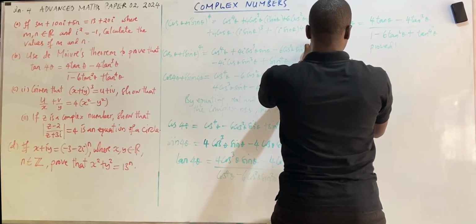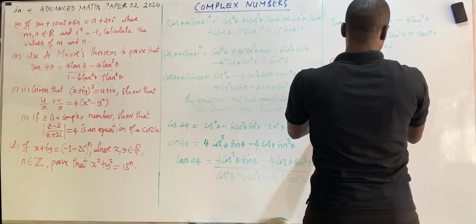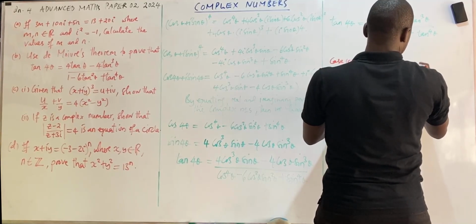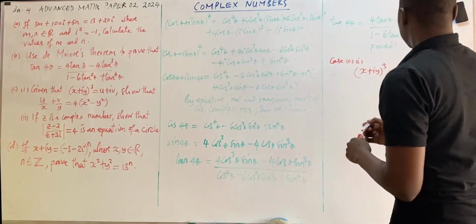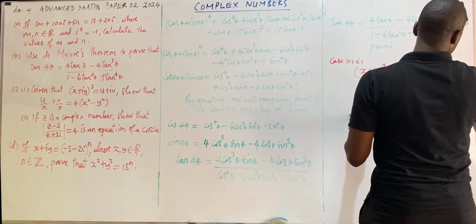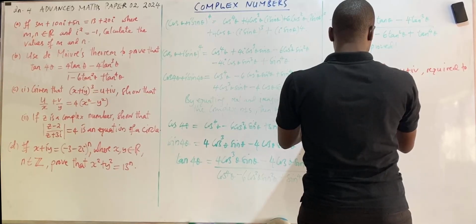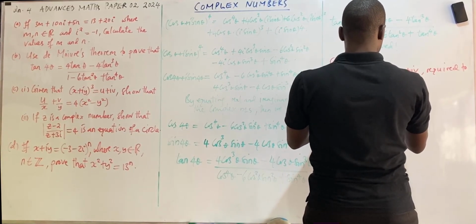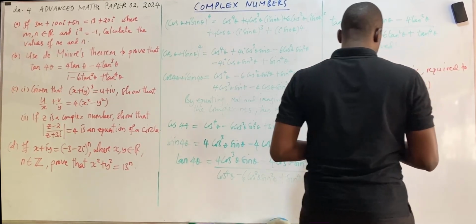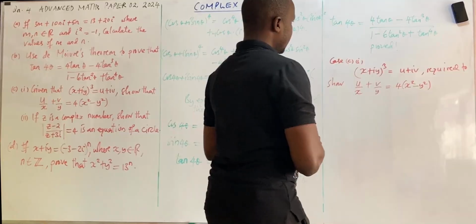Okay, see Roman 1, provided x plus iy, the complex number cubic, which is equal to u plus iv. So we are required to show that u over x plus v over y equals 4 times x squared minus y squared. If that is to be the case, we start by expanding this.